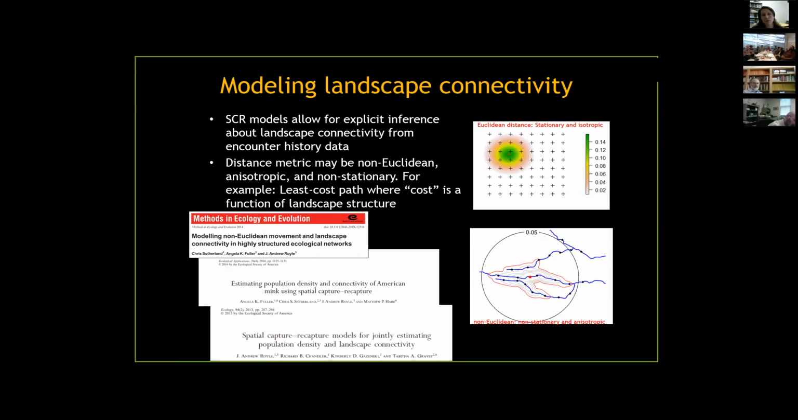Now we can go further than this and not just estimate density, but we can also think about modeling landscape connectivity. These spatial capture-recapture models allow us to make explicit inference about landscape connectivity from these encounter history data.